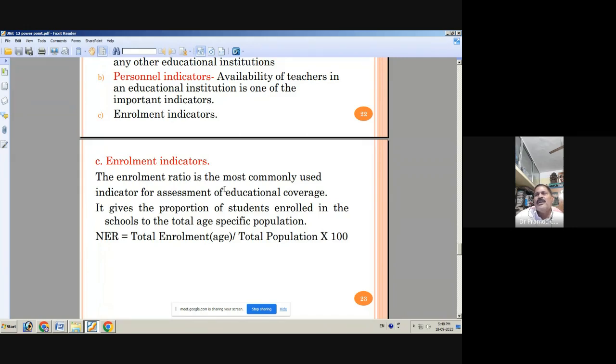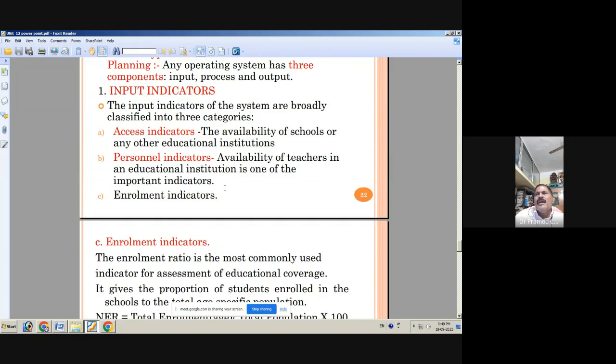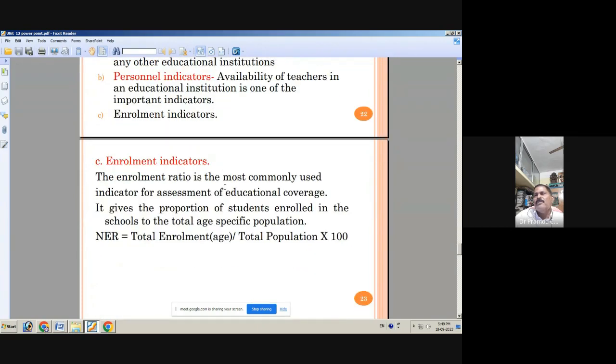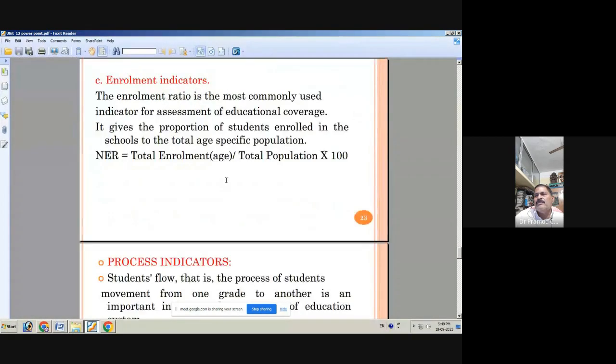So definitely we can say that input indicators are always concerned with access indicators, which concern the availability of the schools or the educational institutions in the locality. Personnel means availability of the teachers in the educational institutions. Enrollment means how the students go to that school to take admission.